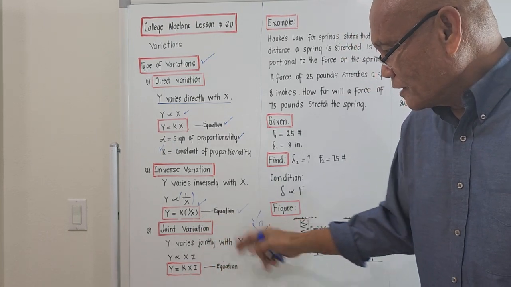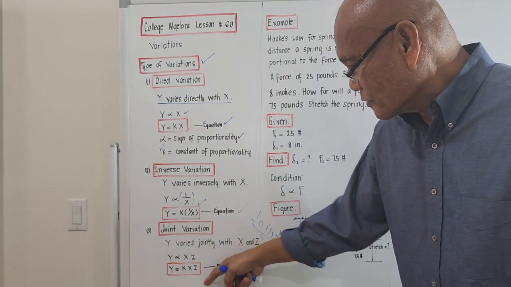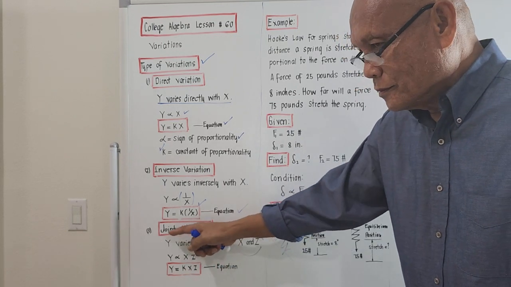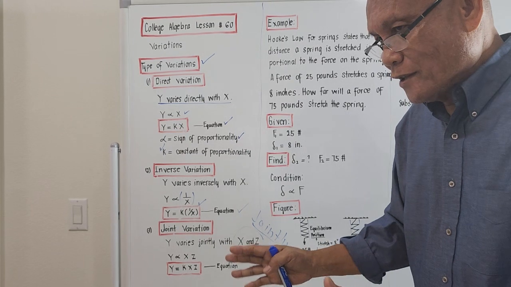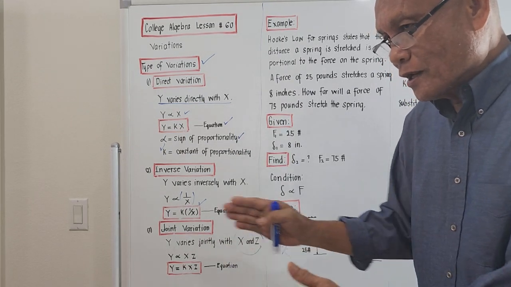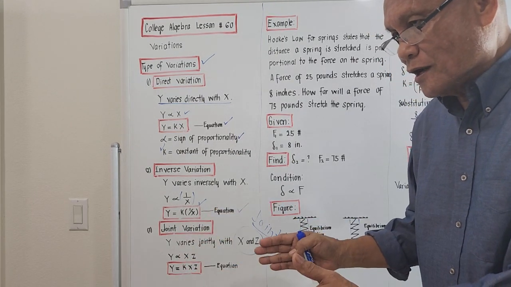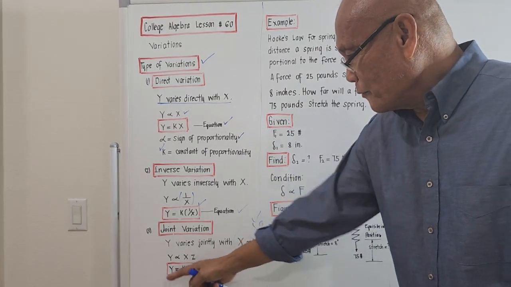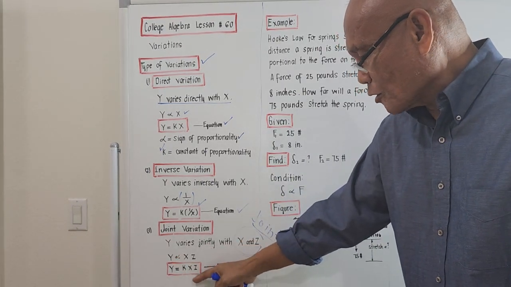But the main thing here is that there will be two variables on the right hand side. That's why the term joint. So it could be a direct variation or an inverse variation, and they are acting jointly, right? So y will be equal to a constant k, the product of x.